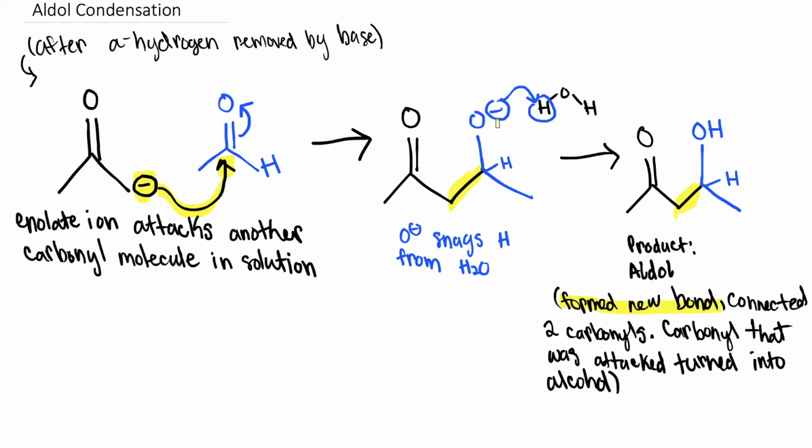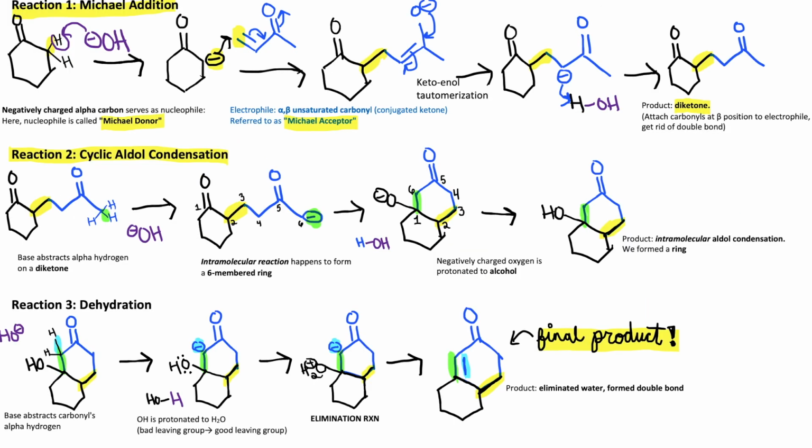This negatively charged oxygen is then going to grab a hydrogen from water, and we can see that in our product, this is called an aldol. We've formed a new bond, and the carbonyl that was attacked now turns into an alcohol. So let's see how this relates to cyclic aldol condensation.